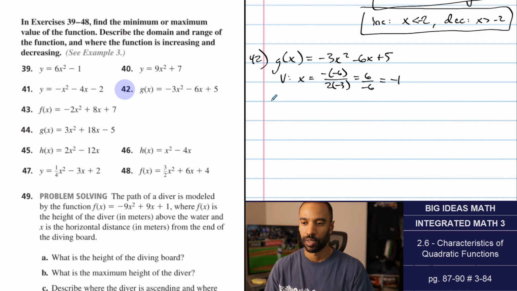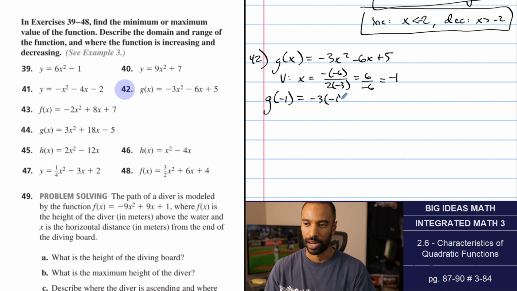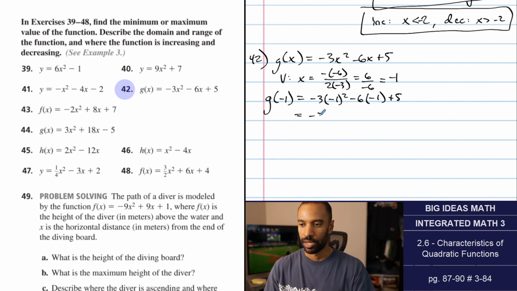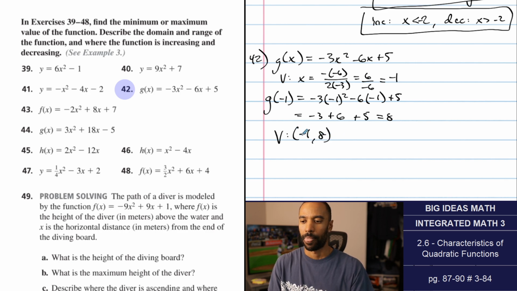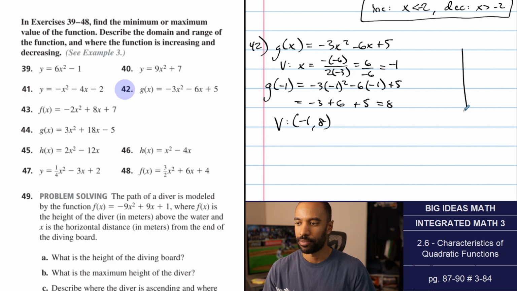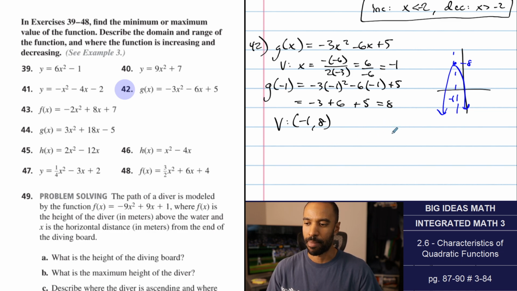So again, for vertex, axis of symmetry, negative b over 2a is negative 1. The y value, when x is negative 1: 1 squared is 1, times negative 3 is negative 3, plus 6 is 3, plus 5 is 8. So your vertex is at negative 1, 8. It's a downwards facing graph at negative 1, 8, right there. It's a maximum at 8. So it has a max of 8.